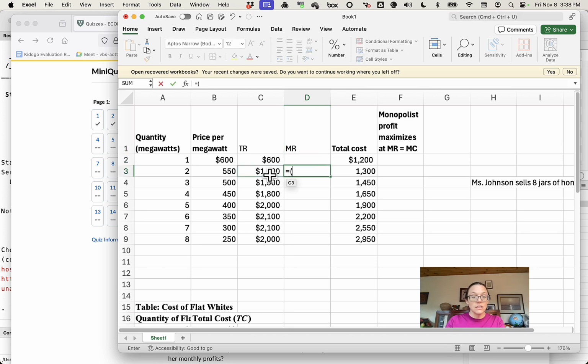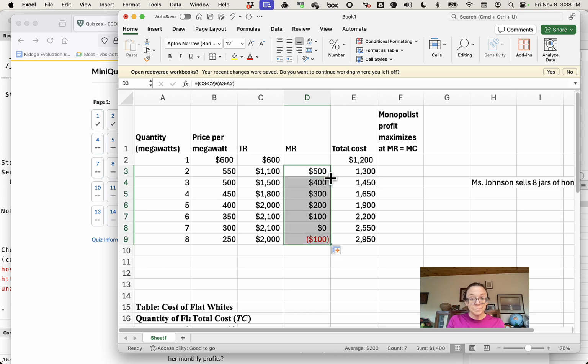So essentially, it's 1,100 minus 600 divided by 2 minus 1. Or rather, we're kind of ignoring this because it's always a step of 1, but if it weren't the case, we'd have to be careful of that. And then we just drag that down.